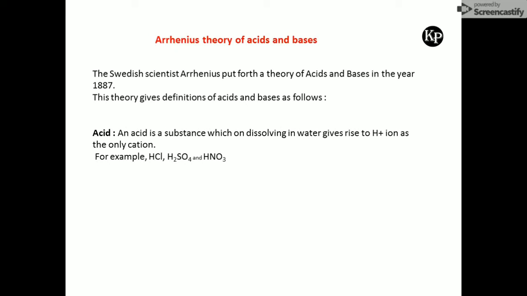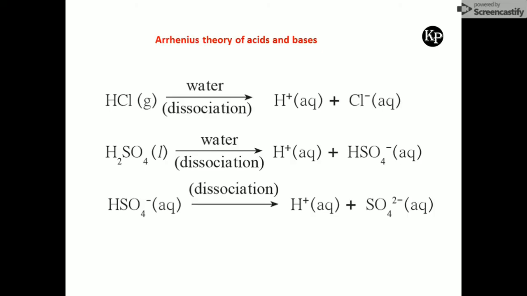For example, HCl, H2SO4, HNO3. HCl means hydrochloric acid, H2SO4 means sulfuric acid, and HNO3 means nitric acid. So, if HCl, H2SO4 or HNO3, these acids, when dissolved in the water, what will happen? They will definitely give H plus ions. So, this type of compounds is called as acids.